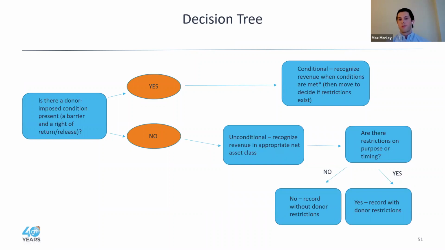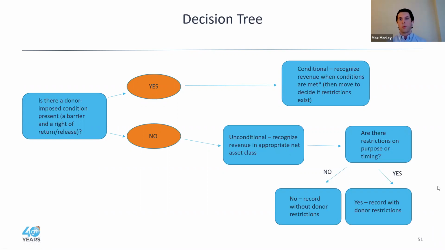So you're looking for barriers, which are things like time limitations, specific outputs, specific events that have to occur, specific guidelines about how you use resources or incur expenses. And then there's also the right of return that needs to be included, meaning the donor or the resource provider can ask for the funds back at their sole discretion. And if there's a question there, the guidance defaults to saying that if the donor stipulations are unclear, you go back to the conditional. So you're safer that way.